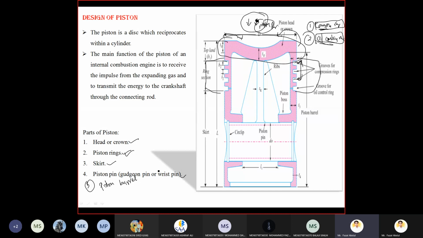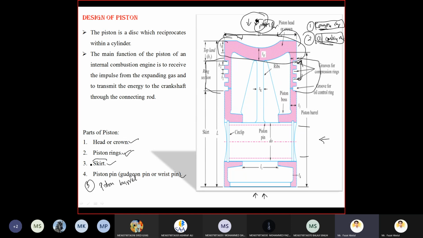Okay. Now the fourth one is the piston pin. This is the piston pin, this section. This is a hollow portion in the piston. After inserting the connecting rod here from this side, the piston pin is inserted here. The purpose of the piston pin is to connect the piston and connecting rod.